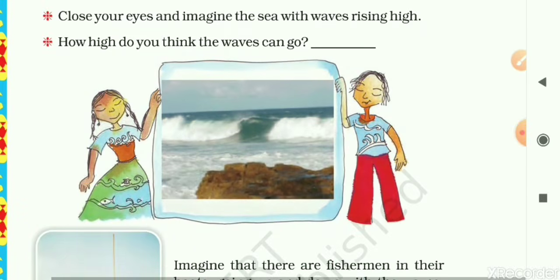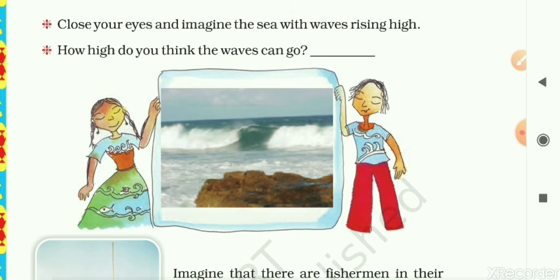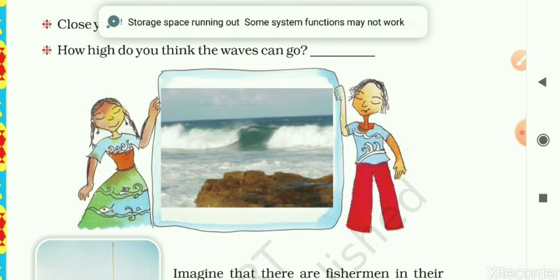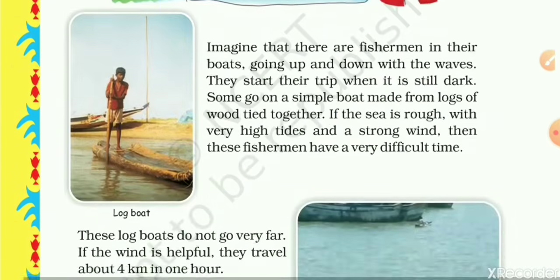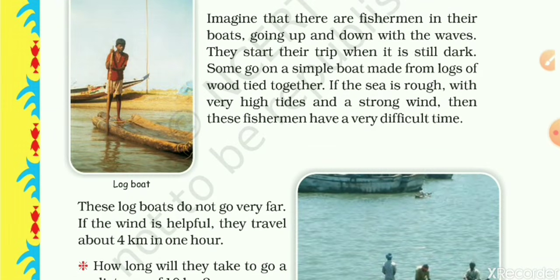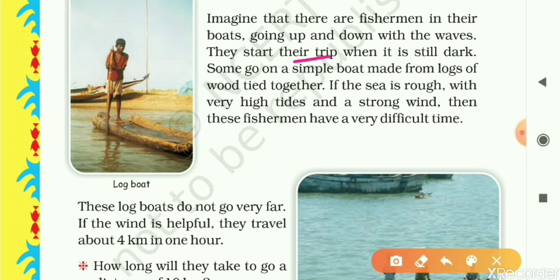Now, the next page. Close your eyes and imagine the sea with waves rising high. You can imagine by closing your eyes how the sea waves are rising high up and then down. How high do you think the waves can go? Okay, next. Imagine that there are fishermen in their boats going up and down with the waves. They start their trip when it is still dark.